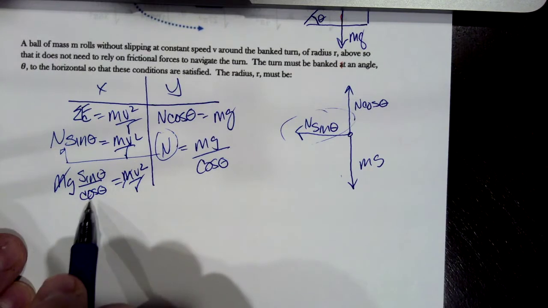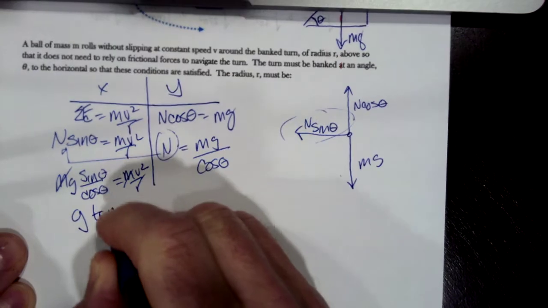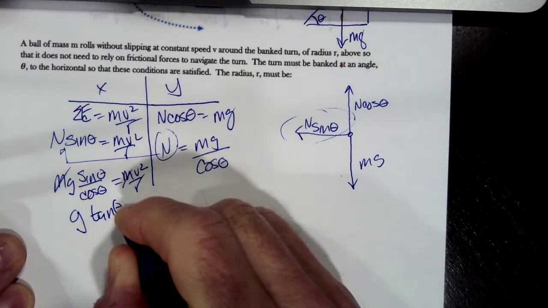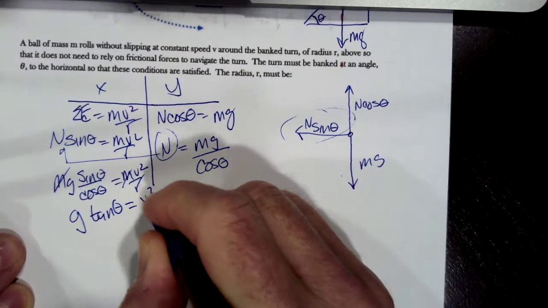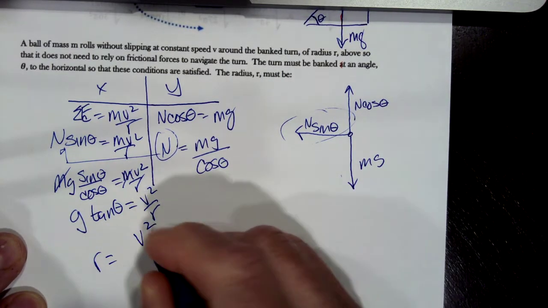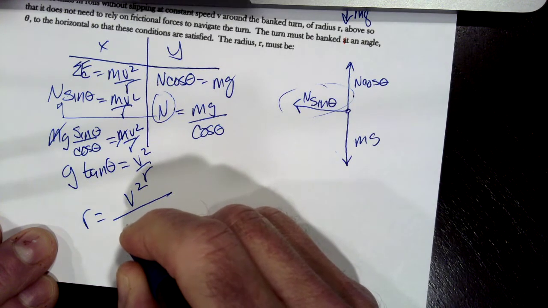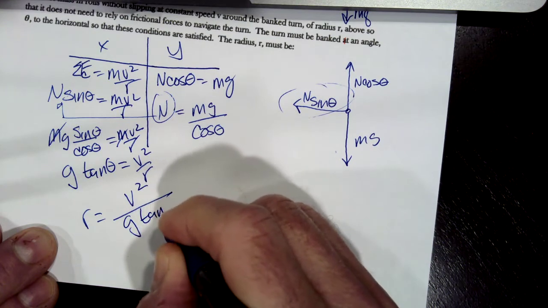Sine theta over cos theta is tan theta. So I go g tan theta equals v squared over r. Solving for r, r equals v squared over, just lost track of my thoughts, oh, g tan theta.